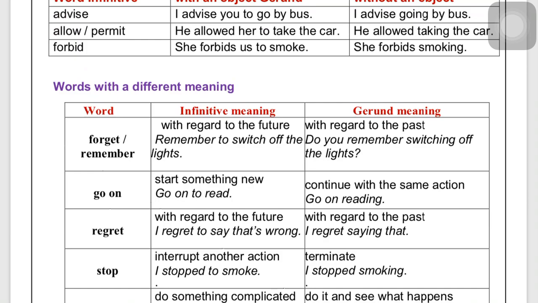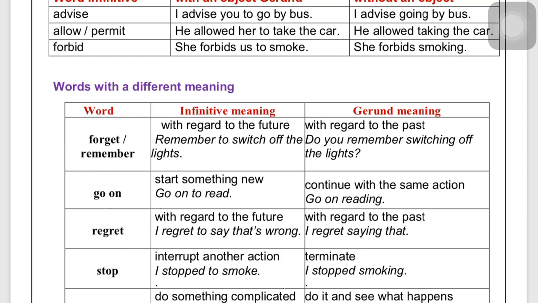Let's move to regret. With regret, I refer to the future using regret plus to plus infinitive. For example, I regret to say that's wrong. But if I regret something in the past, I say I regret saying that. So if it refers to the past, we use gerund with regret. But if it refers to the future, we use regret plus to plus infinitive.